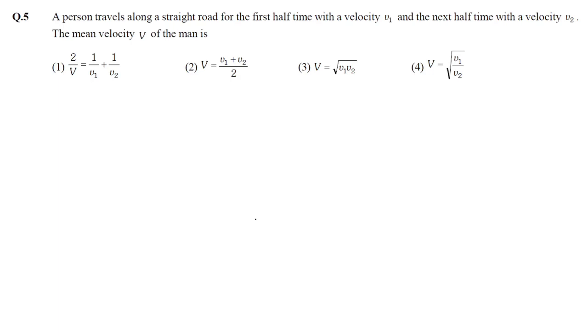A person travels along a straight road for the first half of the time with velocity v1 and the next half time with the velocity v2. Then the mean velocity is nothing but the average velocity, which is equal to a very simple formula we know. So in this question they asked the formula itself, that is v1 plus v2 by 2. Okay, see the next question.